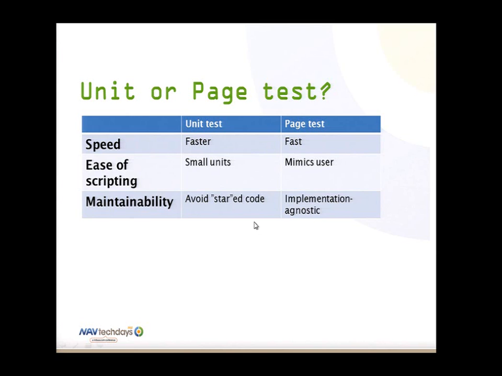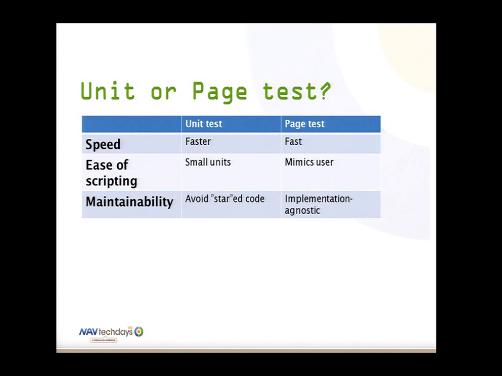Because of the complexity involved with large units, unit tests may have starred code. The starred code, of course, I'm referring to the comment where I thought I would never need this line, but I had to add it in order to pass that line so that I can finish the execution of my unit. So the smaller the unit, the less number of the starred code, the easier it is to maintain. But in a page test, it's completely implementation agnostic. So in a refactoring project, you might completely change the code, but as long as your functional behavior is what it was, your test will pass.